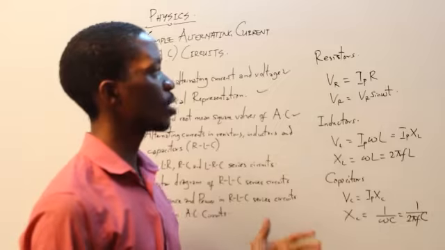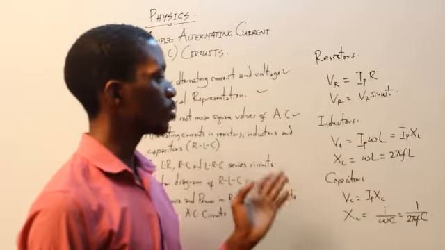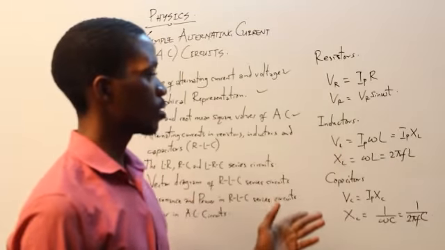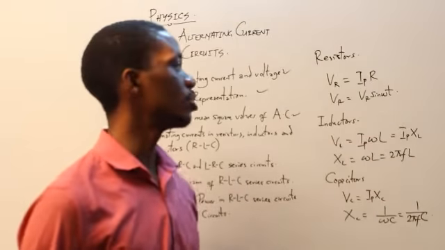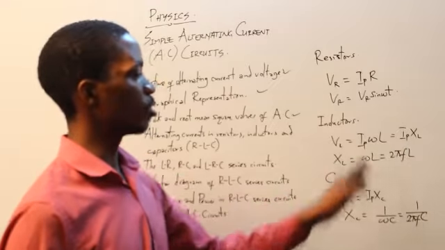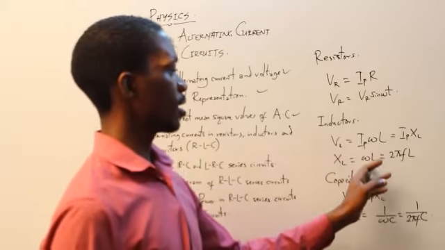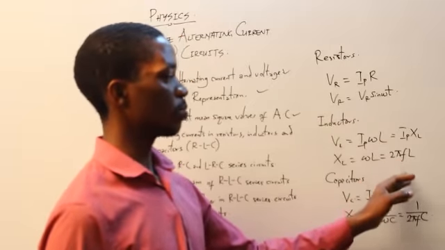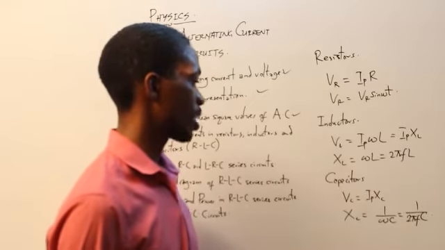The formulas we'll be using when we're working with resistors: VR, that is voltage in the resistor, equals IP, that's maximum current, multiplied by R. And for our inductors, we'll be using VL, which is equal to IP multiplied by XL. XL is the reactance offered by the inductor. It can be calculated as omega L, which is also 2 pi FL. That's when we have the frequency, you can go ahead to do that particular calculation.